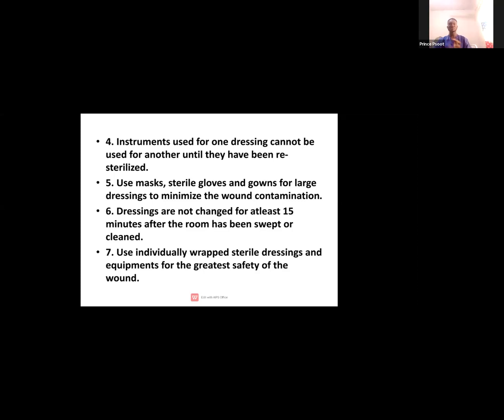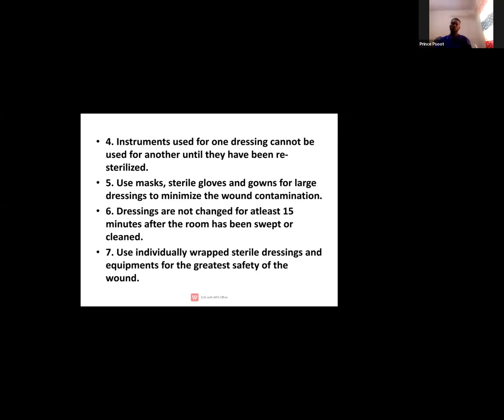Then you use a face mask, your sterile gloves, and a gown if you are doing a large dressing, to minimize wound contamination. Most times we wear a gown so our shirts shouldn't come in contact or interfere with our wound dressing.